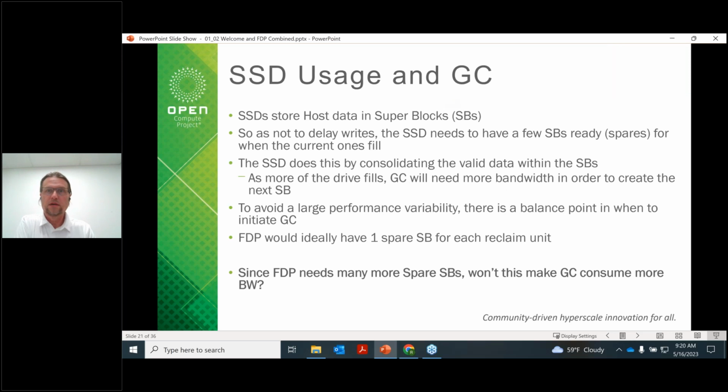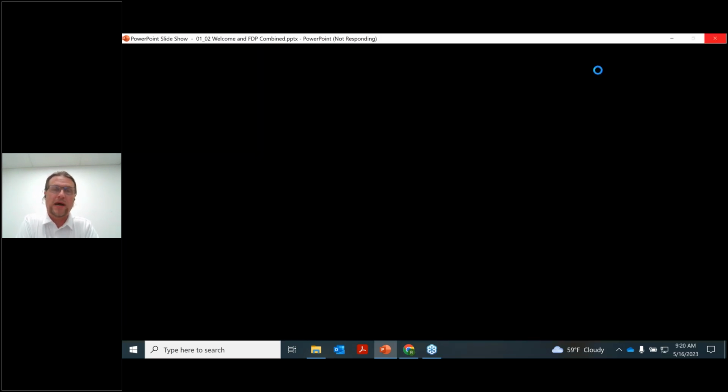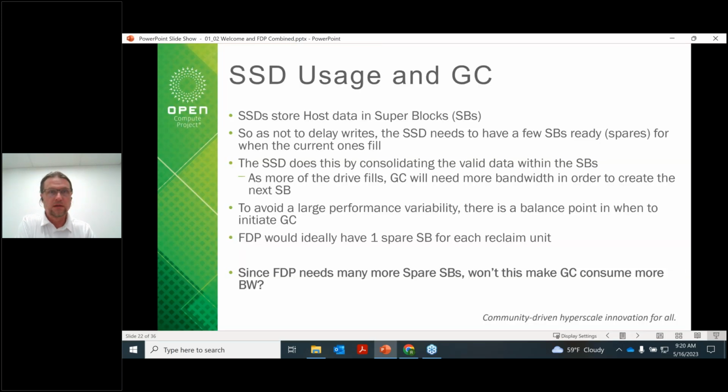Thank you, Ross. There's been a lot of talk already about WAF and other things like that. Most people know that the SSD will store the host data in units called superblocks, as Jamie just talked about and Chris was talking about earlier. And in order to maintain performance and good quality of service, there always needs to be some spare superblocks available to fill. When the current one fills up, it can just move the write pointer over.